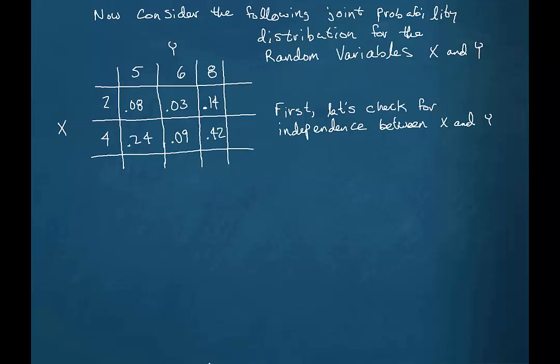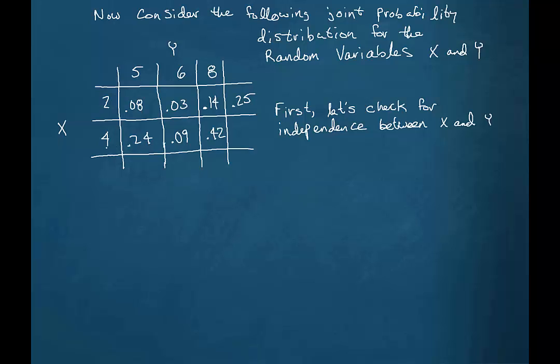Now let's consider the following joint probability distribution for the random variables x and y. So x has the values 2 and 4, y has the values 5, 6, and 8, and then we have the given probabilities. We can find the probability that x is 2 in the same way that we have been doing by adding the values in this row. We would wind up with 0.25.